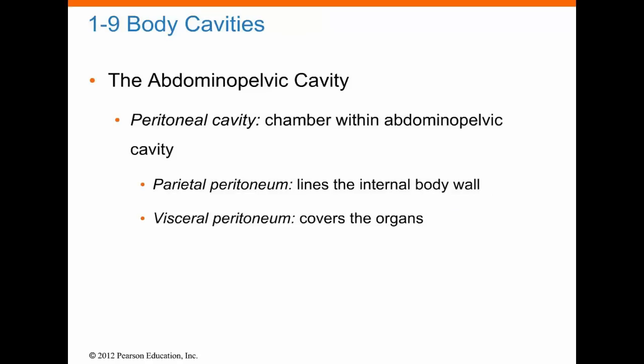Within the abdominopelvic cavity, we have the peritoneal cavity. And within that peritoneal cavity, we again have two layers. We have the parietal peritoneum, which lines the internal body wall, and then we have the visceral peritoneum, which covers the organs.